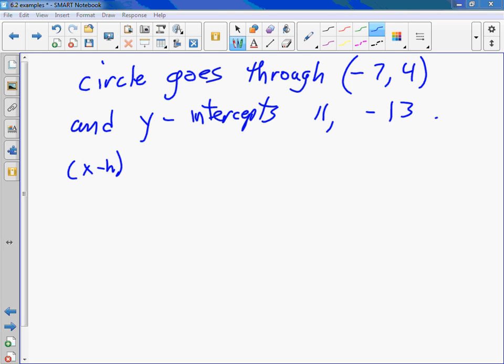Here we go. We're given a circle that goes through the point (-7, 4) and the y-intercepts of positive 11 and negative 13. So we are going to do a bunch of plugging in to our general equation for a circle, which is (x - h)^2 + (y - k)^2 = r^2.